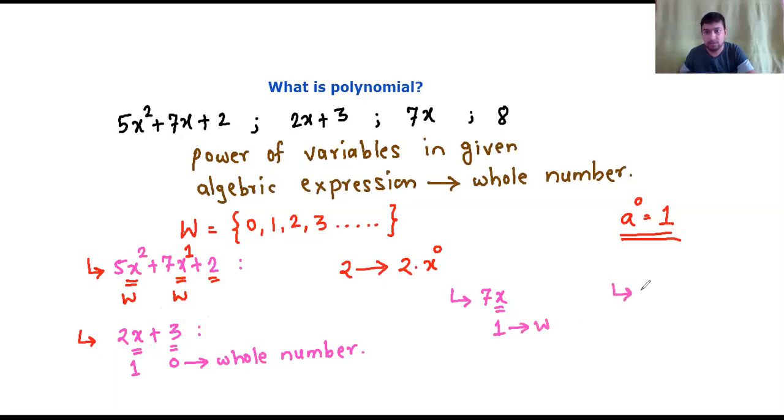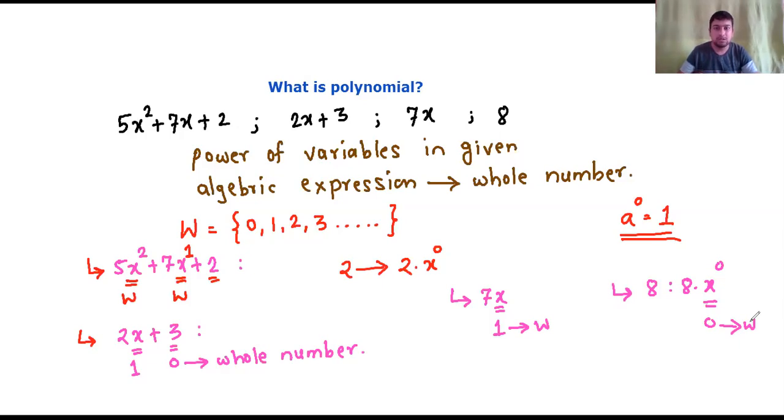If you consider the fourth term, that is 8, can we write 8 as 8 into x to the power 0? So what is the power of x here? Power is 0. So it is again a whole number. Right? So any algebraic expression in which the power of variable is a whole number, such algebraic expressions are called polynomials. Okay, so you have to remember the definition and example of it.